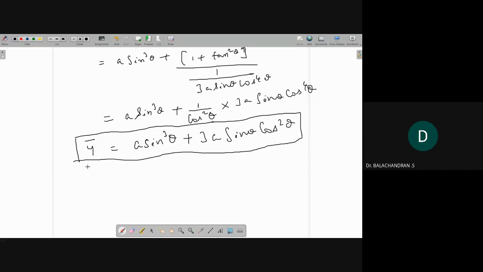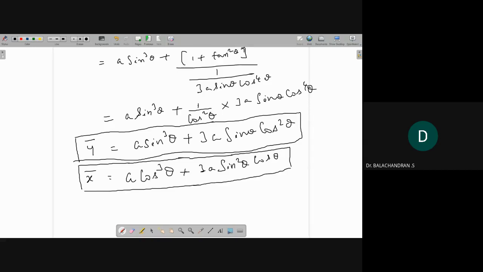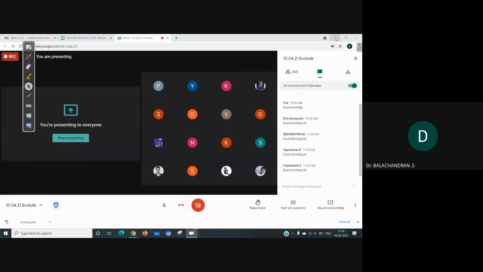Now I will write x bar also here. So this is x bar. After seeing these two expressions, we need to eliminate theta from these two. Even though it is very similar to the previous problem, you will tell your suggestion first. So who is going to tell?